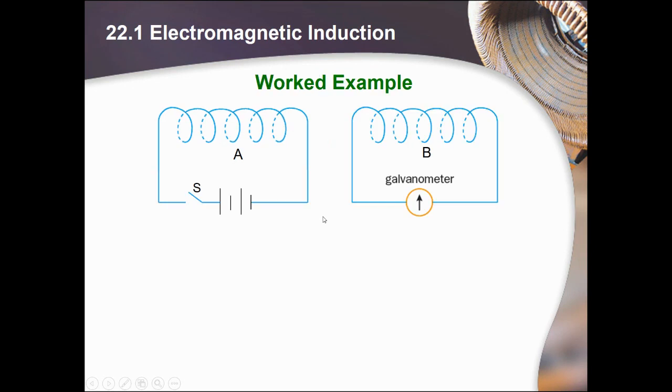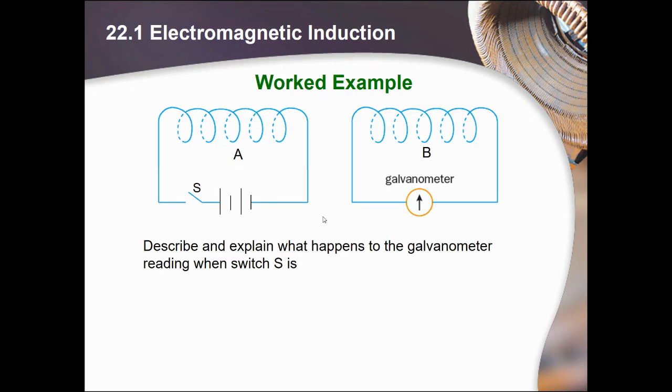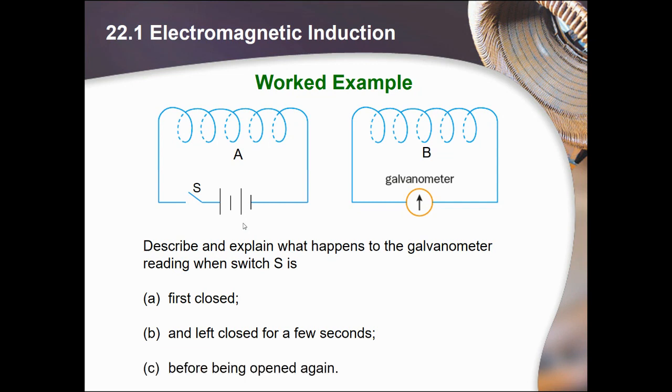Okay, next one. Work example. Describe and explain what happens to the galvanometer reading when the switch S is first closed. Second part, left closed for a few seconds. And part C, after I left it closed for a few seconds, I open it again. You may stop the video at this point and pause to think about it. I'll be going through the answers next.